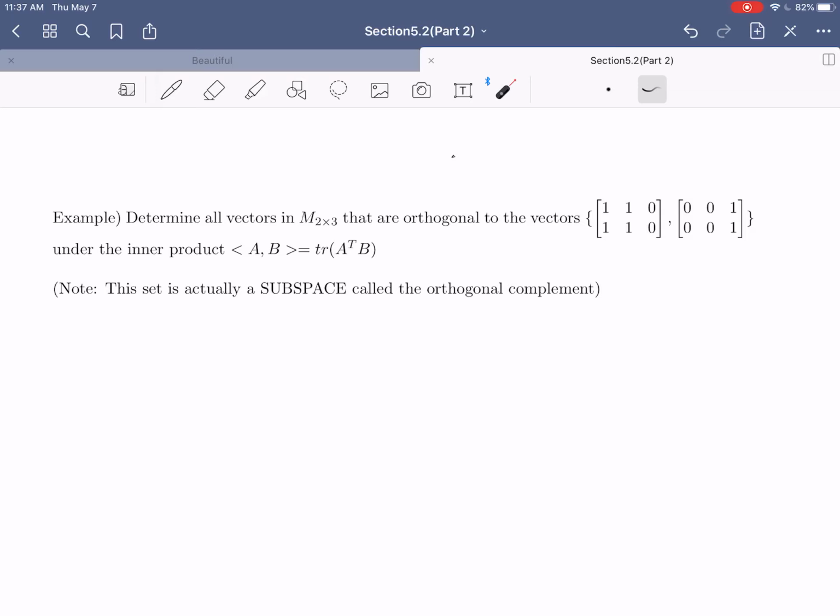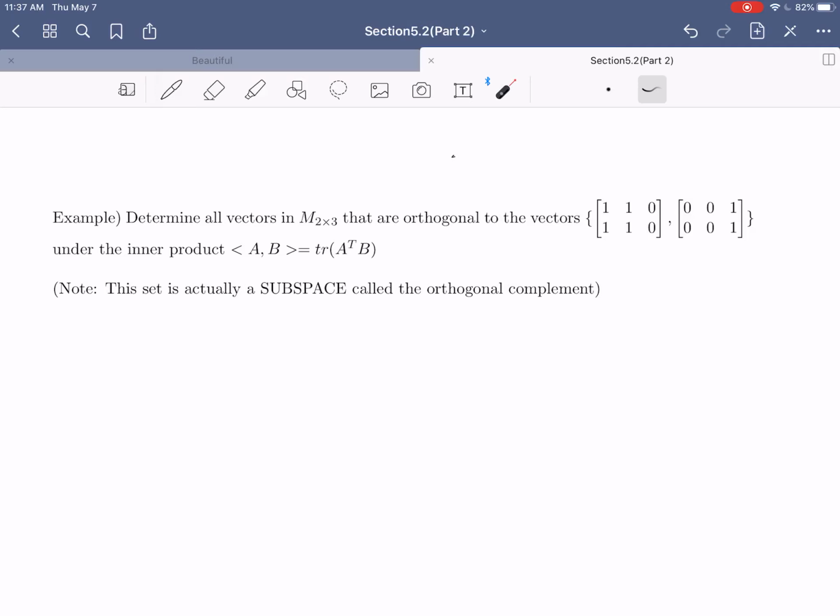But before we do that, we're going to do one quick practice example just to make sure we're still comfortable with the concept of orthogonality, and also to talk about, even though it's not something we're going to go too far into in our course, the idea of what is called an orthogonal complement, which is actually a special type of subspace.